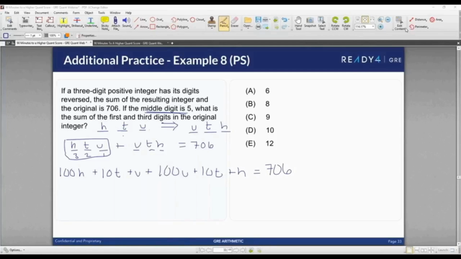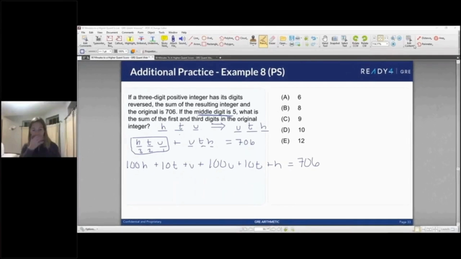Okay, yeah, so it looks like we've got some folks saying you add the like terms and form an equation. Yeah, so what we do, we're going to add our like terms. So we add the H's. We've got 100H and an H, so that makes 101H. Then we've got 10T and 10T, so that's 20T. And we've got 1U and 100U, so that's 101U. Is equal to 706. Yep, Renuka, that looks right.